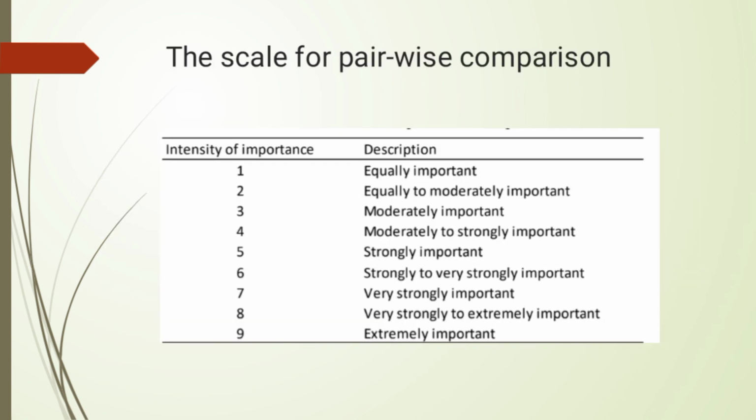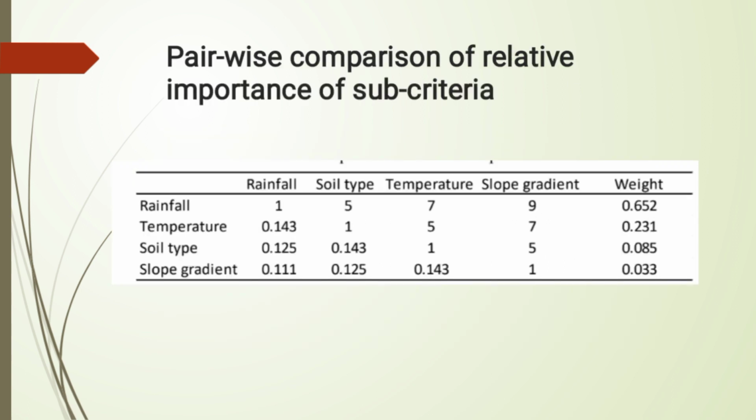The scale for pairwise comparison. We have 9 intensities of importance. First is equally important. Next, equally to moderately important. Third, moderately important. Fourth, moderately to strongly important. Fifth, strongly important. Sixth, strongly to very strongly important. 7, very strongly important. 8, very strongly to extremely important. And last, extremely important.